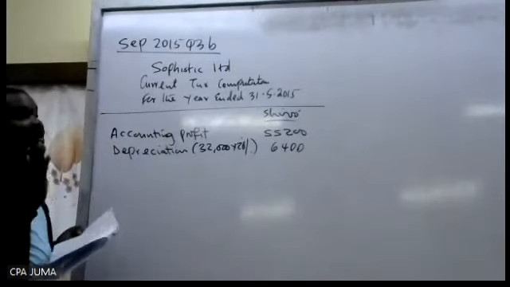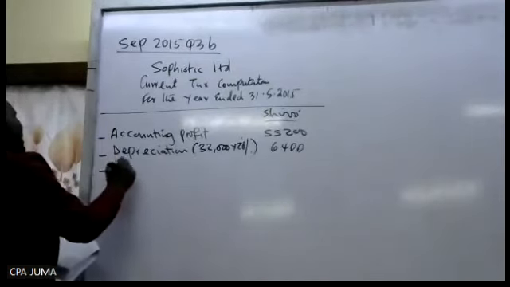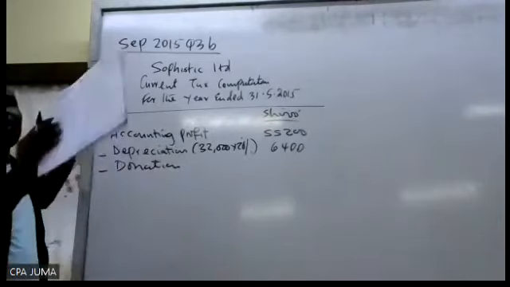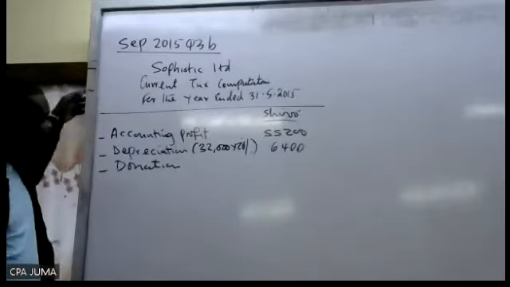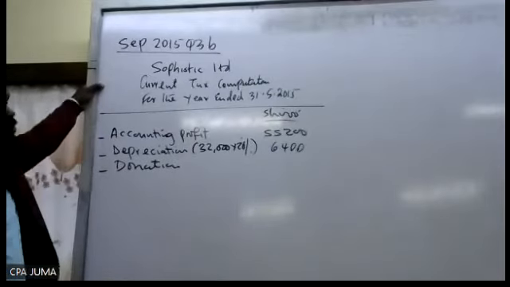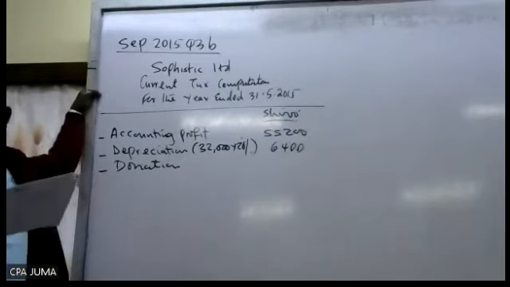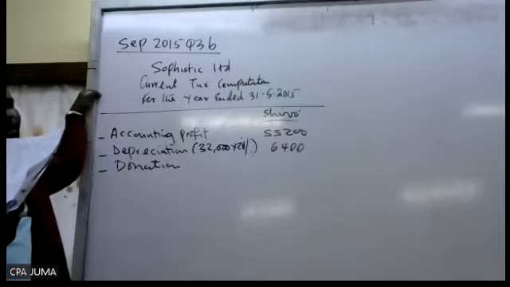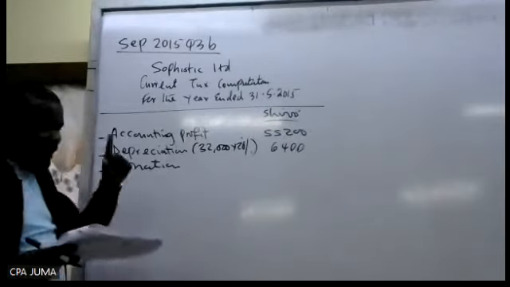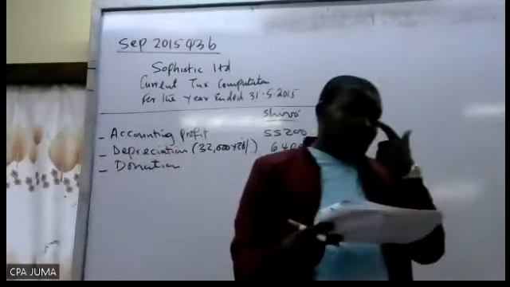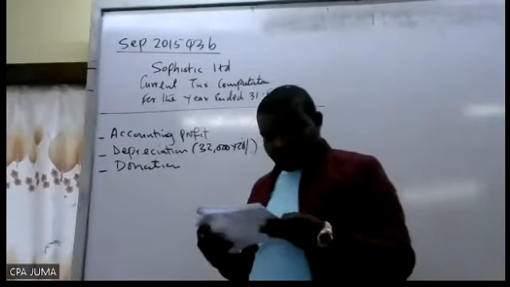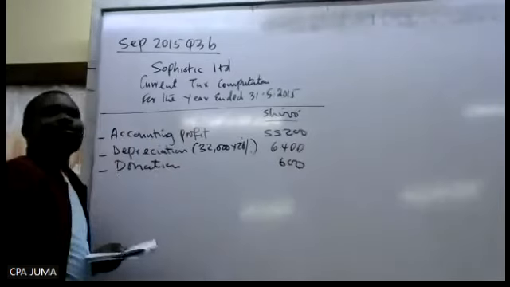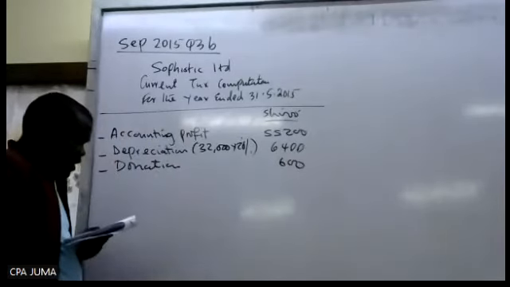Donations. You follow their format. That is number 5 in the exam. So the donations 2015 are 600. Are we not moving? We are moving.